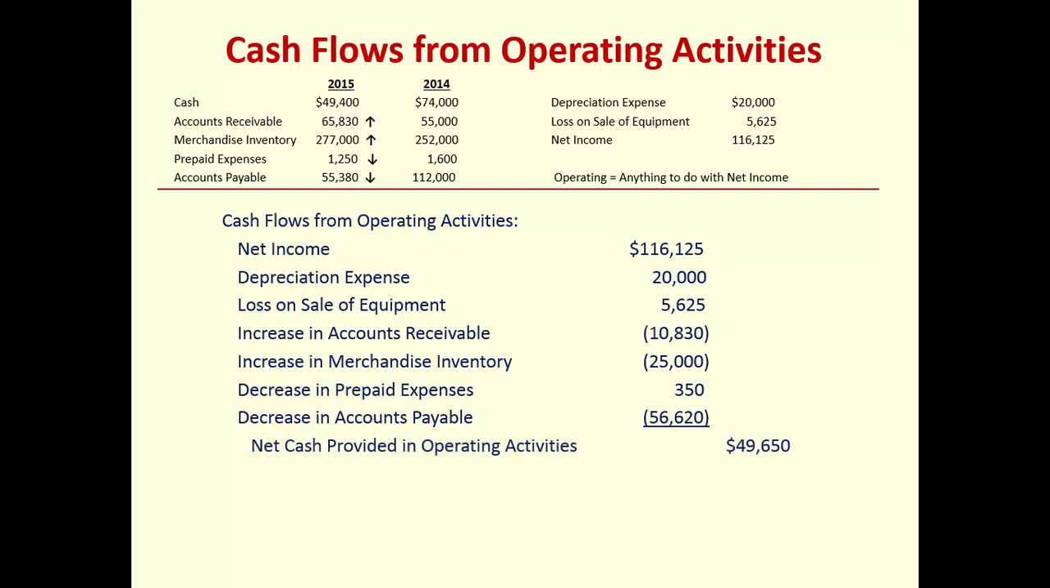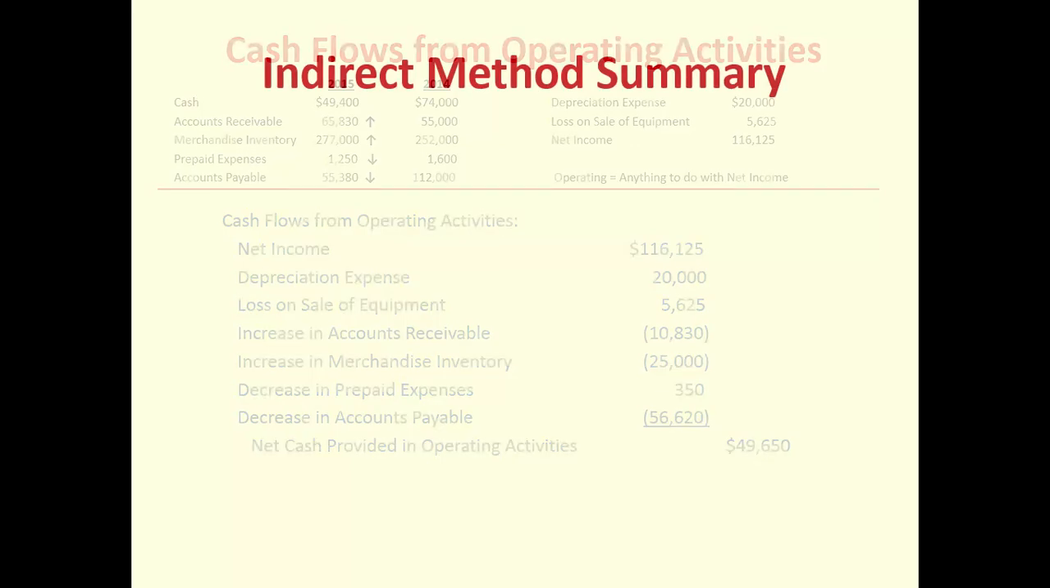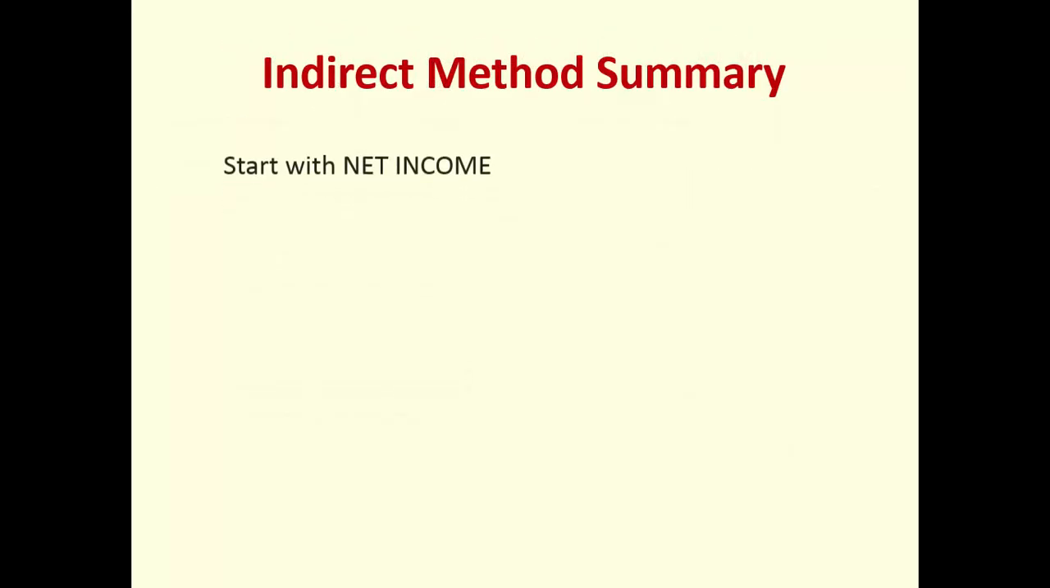And I end up with net cash provided by operating, 49,650. But this is not the total change. This is just operating. And this is just how you do the indirect method. Now we're going to look at investing. But first, let's just review an indirect method summary.